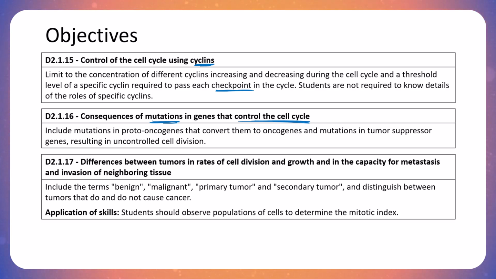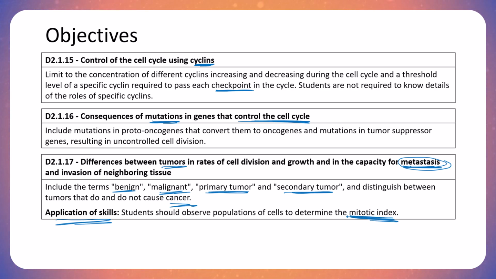And the last objective is D2.1.17, which is differences between tumors in rates of cell division and growth and in the capacity for metastasis and invasion of neighboring tissues. So we're going to talk about what tumors are, what benign tumors are, what malignant tumors are, what a primary tumor is, what a secondary tumor is, what metastasis is, and we need to distinguish between tumors that are and are not cancerous.